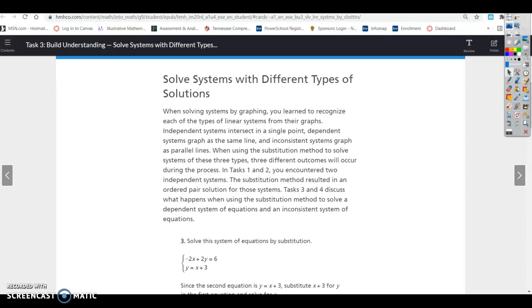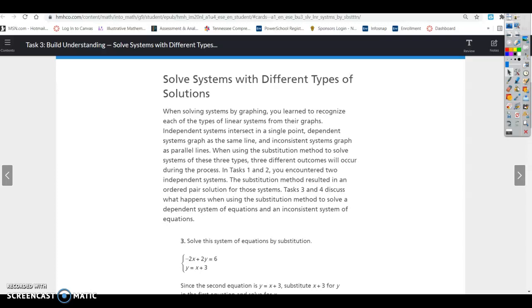When solving systems by graphing, you learn to recognize each of the types of linear systems from the graph. Independent systems intersect in a single point. Dependent systems graph the same line, and inconsistent graphs are parallel lines. When using the substitution method to solve systems of these three types, 3 different outcomes will occur during the process.